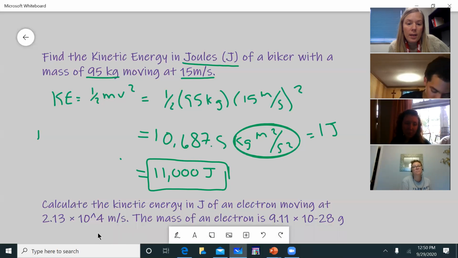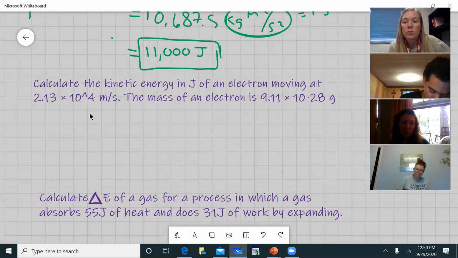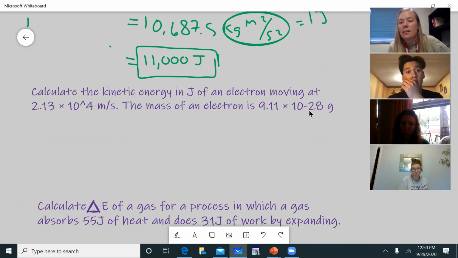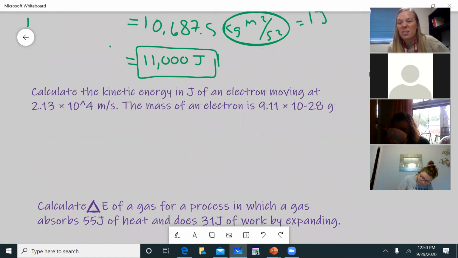So let's look at one that is a little bit more applicable to chemistry. Calculate the kinetic energy in joules of an electron moving at 2.13 times 10 to the 4th meters per second. And the mass of an electron is 9.11 times 10 to the negative 28. There's no caret there, sorry. That's 10 to the negative 28 grams. So similar setup, but the numbers are a little more cumbersome. I'm gonna give you guys 3 minutes to get that one figured out. Definitely want a calculator for that.